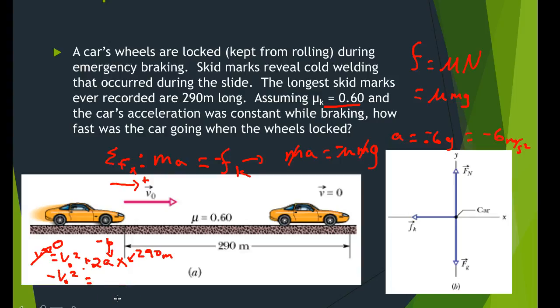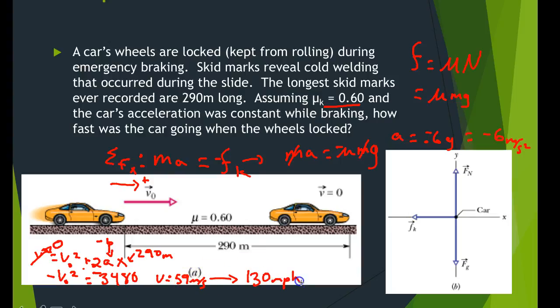which is 3,480. This would be negative, so the negatives disappear, we take the square root and get a velocity of 59 meters per second, okay, which is approximately 130 miles per hour.